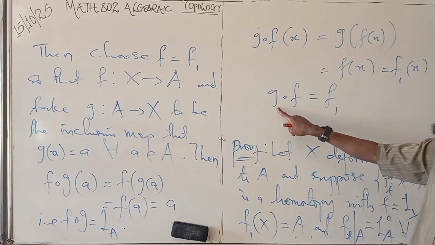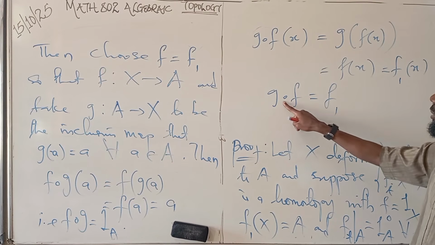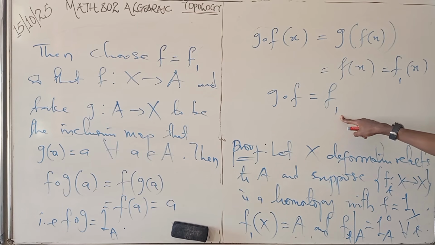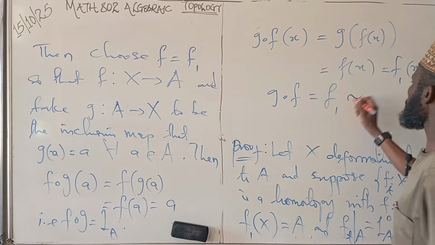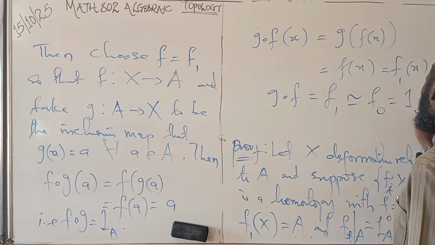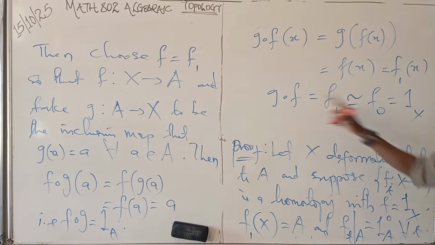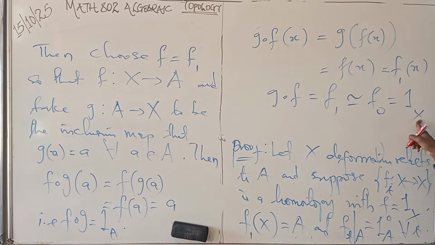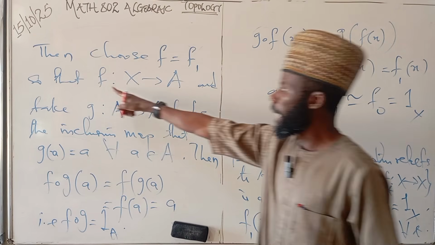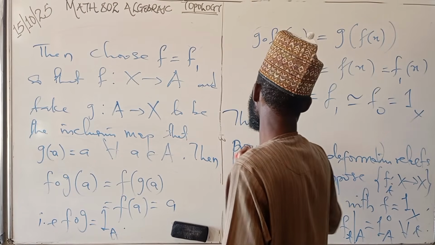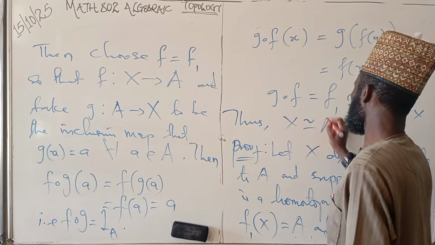So this is g of f. G composed with f is equal to f1. But f1 is homotopic to f0, which is the identity on X. So therefore, this composite is homotopic to the identity, and the other composite is homotopic to the identity on A. It means f, that mapping, is a homotopy equivalence. So therefore, what we have achieved is showing that X is homotopy equivalent to A.